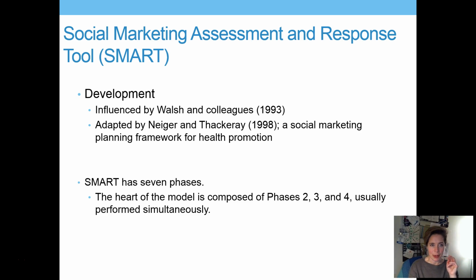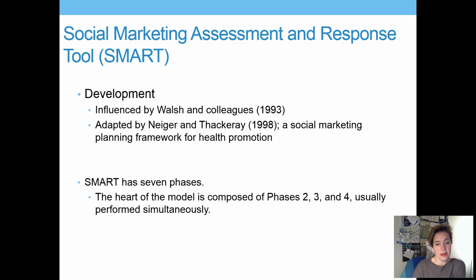We're almost done, I promise. So this came out of the middle to late 90s. You'll see a lot of literature out there by Neiger and Thackeray. They are well known for their work and it crops up on a very regular basis. So maybe next to PRECEDE-PROCEED, SMART might be one that you hear most about.